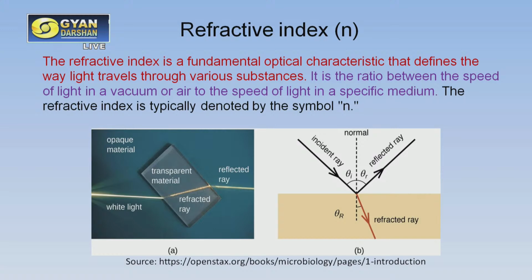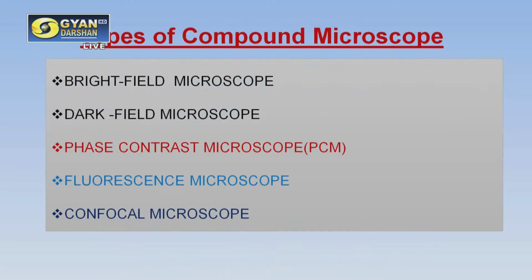Now come to the types of compound microscope. We have learned about the fundamental properties of light, the working principle of the light microscope, and the important parameters of the light microscope, which are magnification, resolution, resolving power, and numerical aperture. And the most important property is the refraction or refractive index of light.